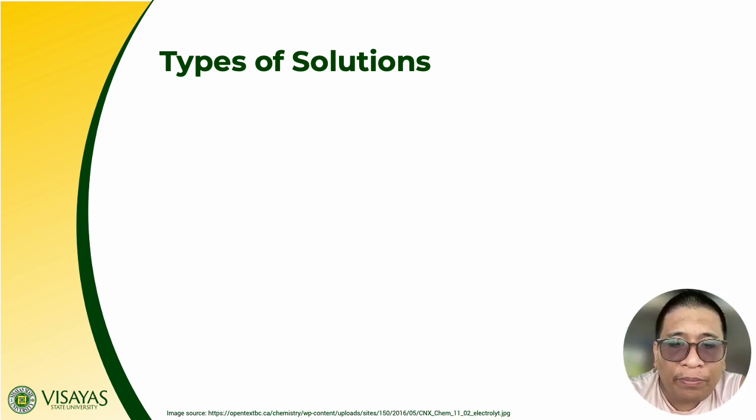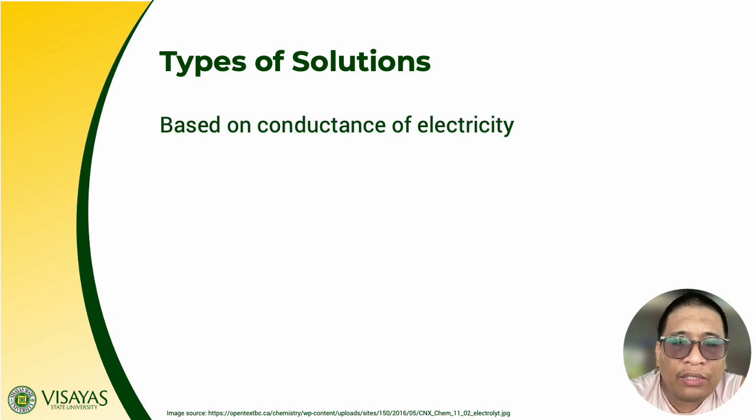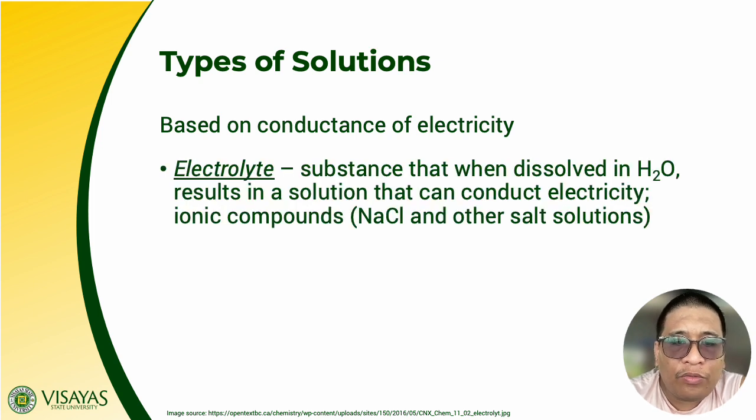Now another type will be based on conductance of electricity. Of course, we call a solution an electrolyte if it will conduct electricity. So this means that when the substance or solute is dissolved, for example, in water, and the solution conducts electricity, then we call the solute or the entire solution an electrolyte. Examples for those would be the ionic compounds such as sodium chloride dissolved in water or other salts formed into solutions.